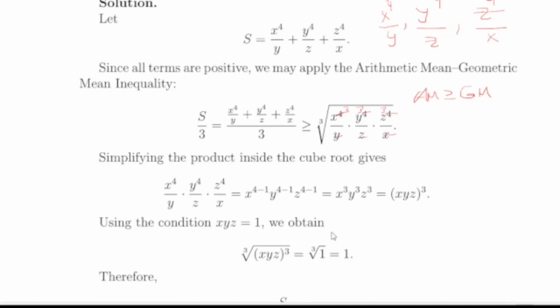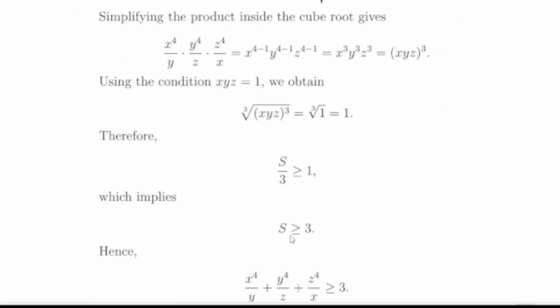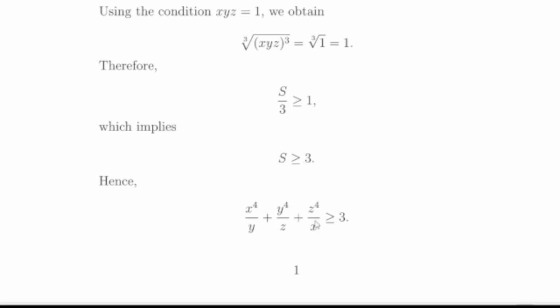So the lower bound, which was the geometric mean, is equal to 1, which means that s over 3 is greater than or equal to 1. And so that gives us that s is greater than or equal to 3. And recall that s is what we were interested in.